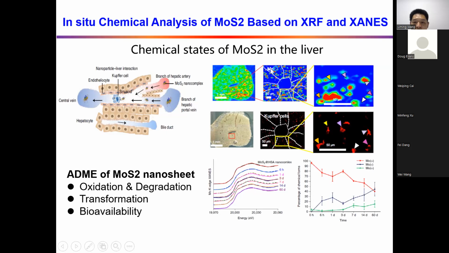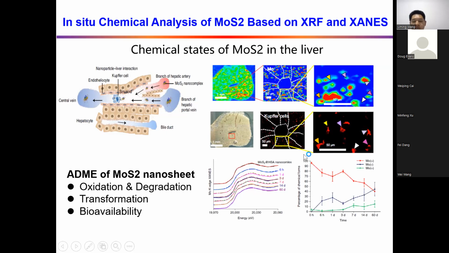We found that Mo has a very high colocalization with the Kupffer cells. This is a kind of macrophage cell. So they have very high colocalization at the beginning. With time, we found that the co-distribution with macrophages disappears. They will have more distribution with the liver cells.